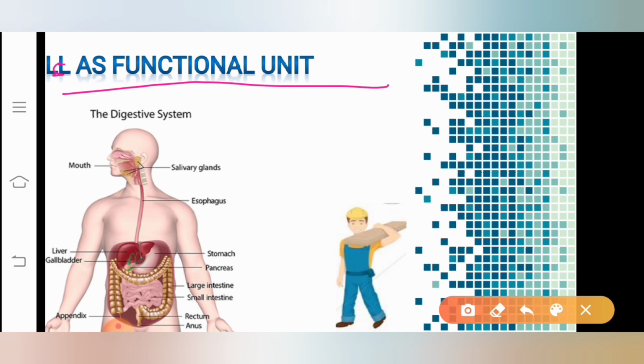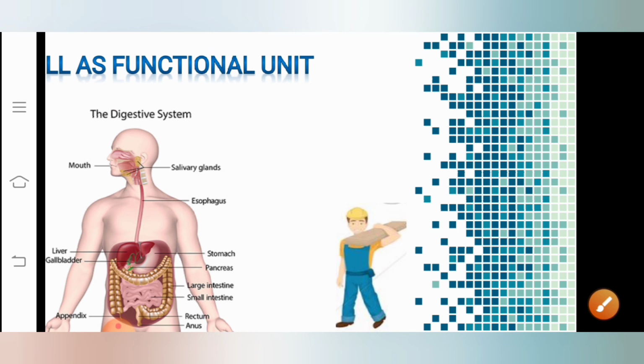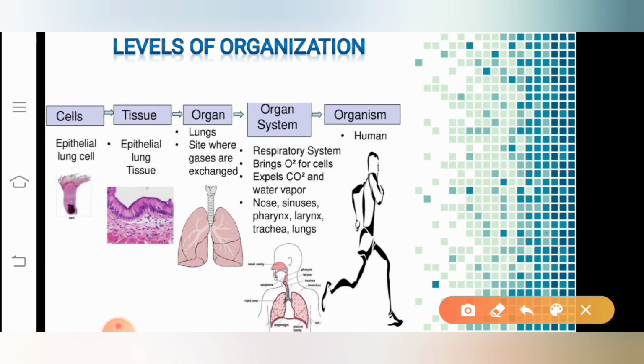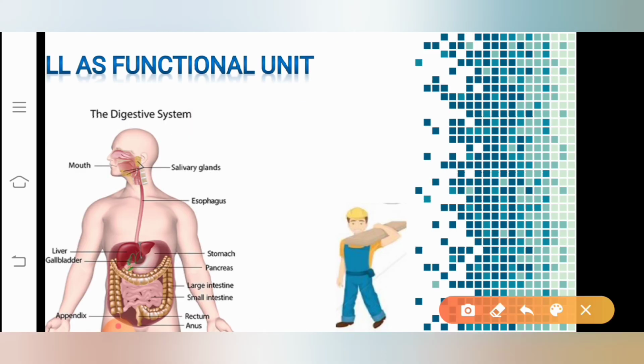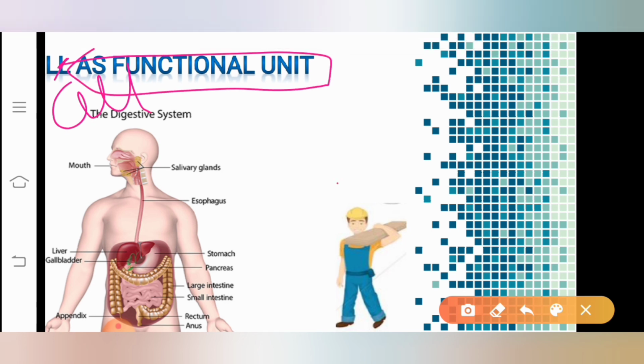Here it is the cell, it is not visible. This is the cell which is considered the functional unit. Clear? So now we can say that the cells are the structural and the functional unit of life.